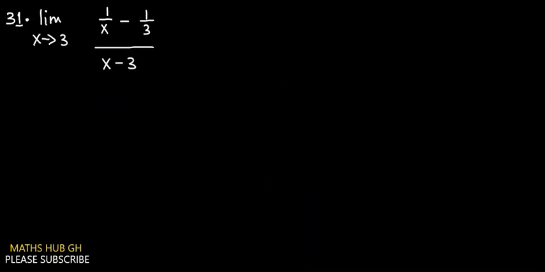Okay guys, so this is question 31. Let's look at how you are going to solve this. For this one, you can see directly that the direct substitution will not work, so you have to do some transformation. Let's focus on the numerator. We have 1 over x minus 1 over 3. Let's find the common denominator, which will be 3x in this case. So on top, you're going to have 3 minus x here.